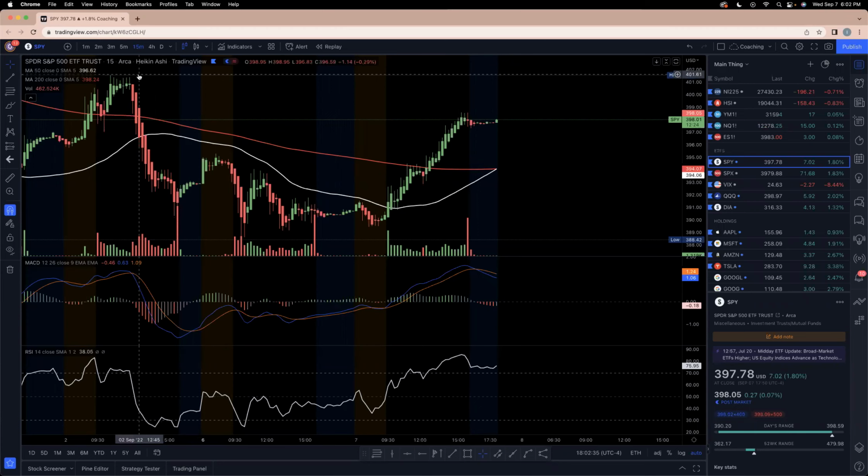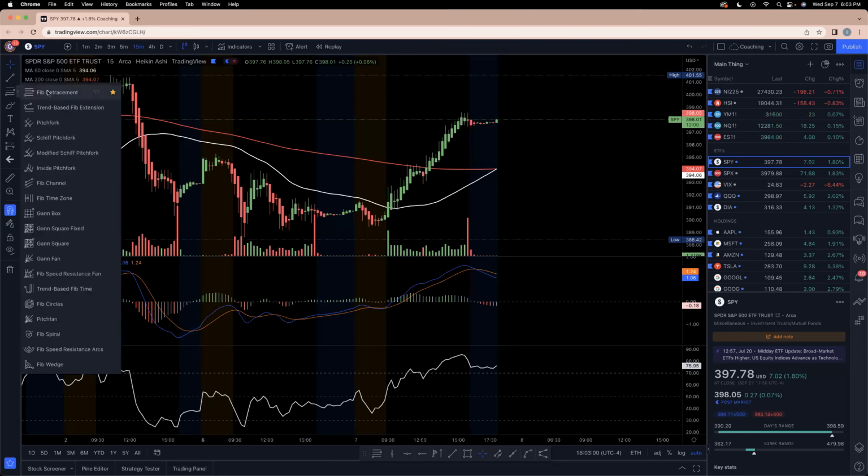So on TradingView, this is my preferred charting platform, but there are some other really good ones. I like Thinkorswim. Webull has really good charts. Anything but Robinhood, right? No shade to Robinhood, but their charts just aren't good. And I think they're a little laggy too. So on TradingView, if you're looking for the fib tool, it's the third one down, fib retracement.